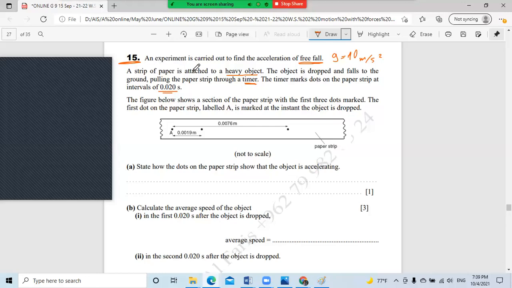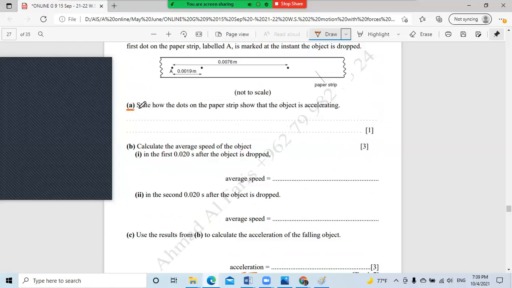A strip paper is attached to a heavy object and it's dropped and falls toward the ground. It pulls the paper strip through a timer, and the timer ticks and makes marks every 0.02 second. The figure below shows a section of the strip paper, the first 3 dots marked. The first dot, this one, is labeled A. That means the initial speed at this point A is 0. Now it is marked at the instant that it was dropped.